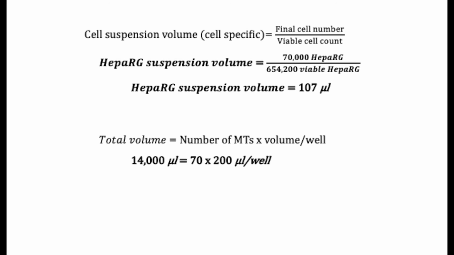In our case, based on our cell counts, we are now pipetting 107 microliters of HepaRG with 120 microliters of stellate cells and 270 microliters of THP1 cells. This cell mixture is then brought to a final volume of 14 milliliters. This is calculated by using the number of microtissues, in this case 70, by the volume required per well, in this case 200 microliters.